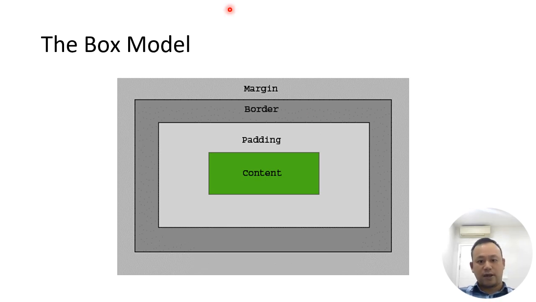So the content of the box is where the text and images appear. The padding clears an area around the content, and the padding is transparent. The border goes around the padding and content, and the margin clears an area outside of the border. The margin is also transparent. The box model allows us to add a border around elements and to define space between elements.